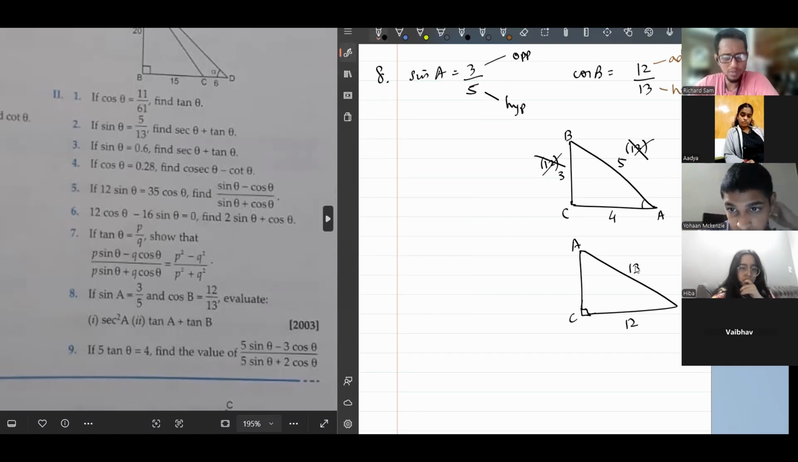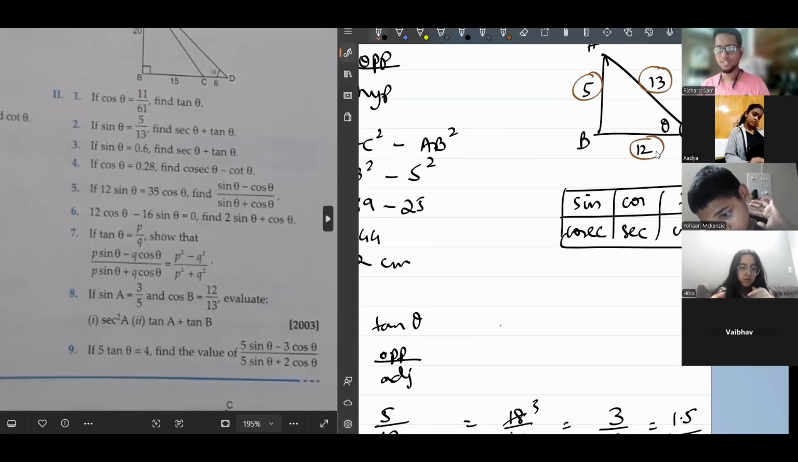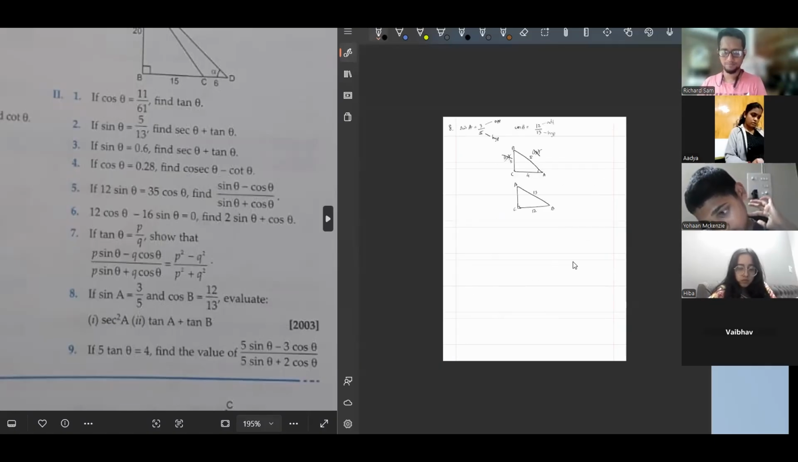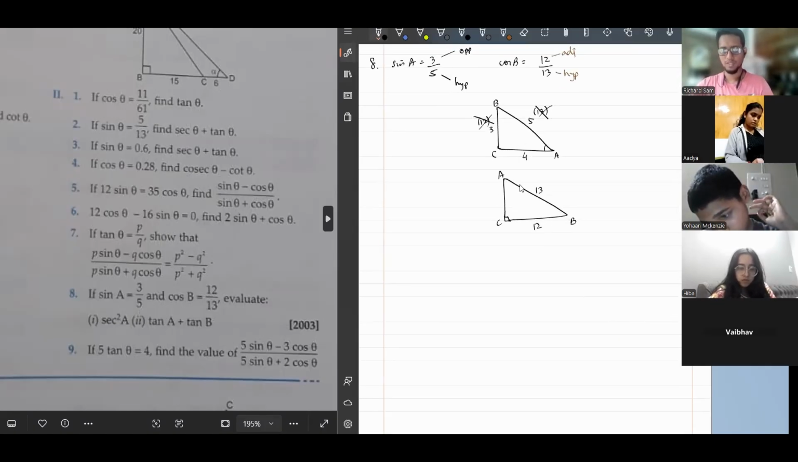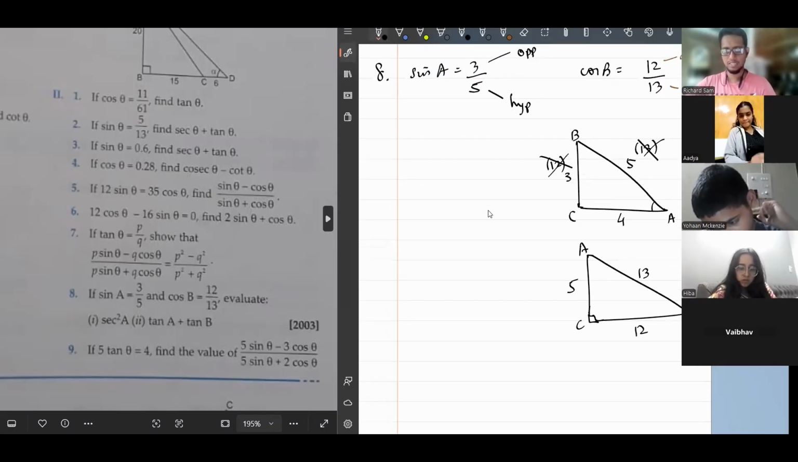And what about 13 and 12? What is AC? We have done questions like these also with the same numbers. Just turn your page and see. 13 and 12 means what's the missing side? Let me show you. See here. Just now we did. 13 and 12 means the other value is 5. Okay? So we have these sides.